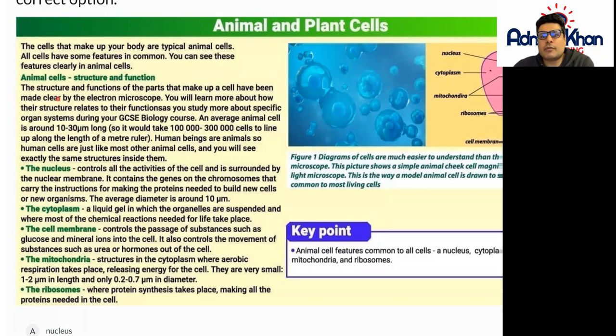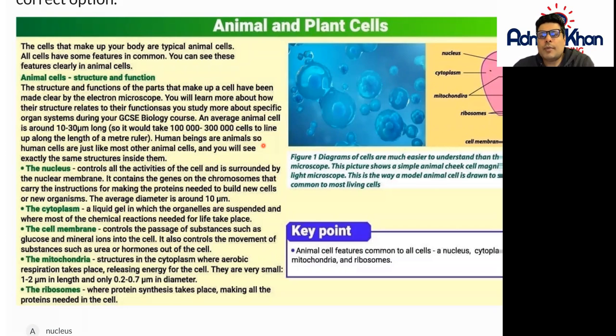The structure and function of the parts that make up a cell have been made clear by the electron microscope. You will learn more about how their structure relates to their functions as you study specific organ systems during this course. An average animal cell is around 10 to 30 micrometres long, so it would take around 100,000 to 300,000 cells to line up along the length of a meter ruler.